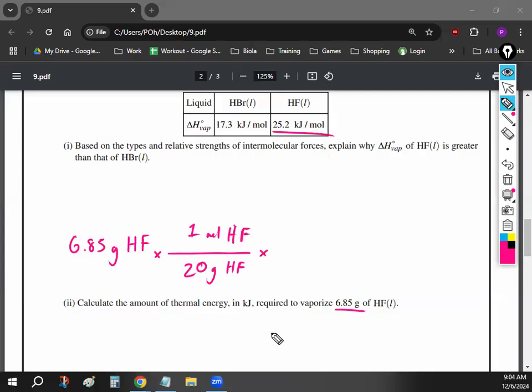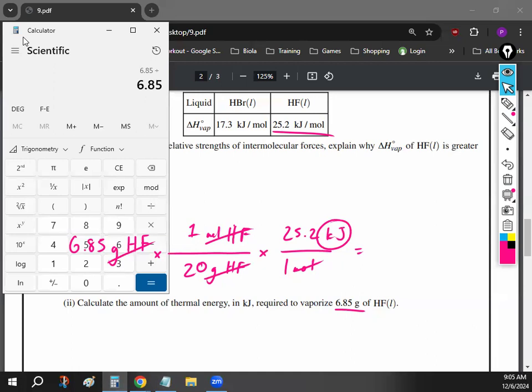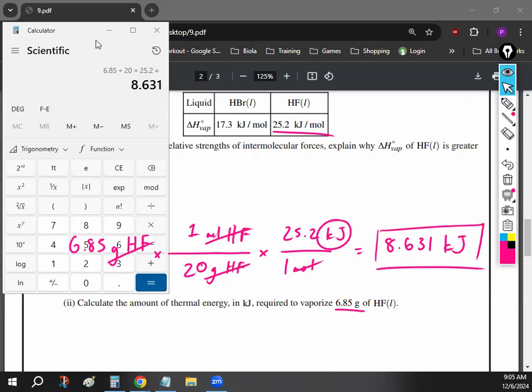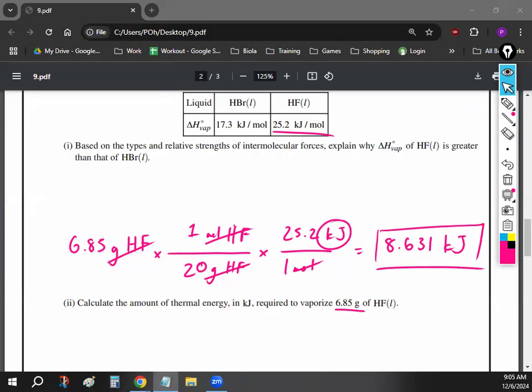And then for HF, the enthalpy of vaporization is 1 mole for 25.2 kilojoules. And then your grams would cancel out, moles would cancel out, and you're left with kilojoules, which is exactly what you want. So you just plug it into your calculator, and you should be done. Okay, so 6.85 divided by 20 times 25.2. That's it, 8.631. And then make sure you label your number with the unit of measurement, kilojoules. That's fine.